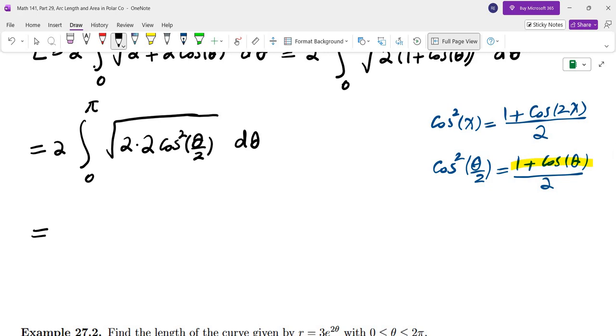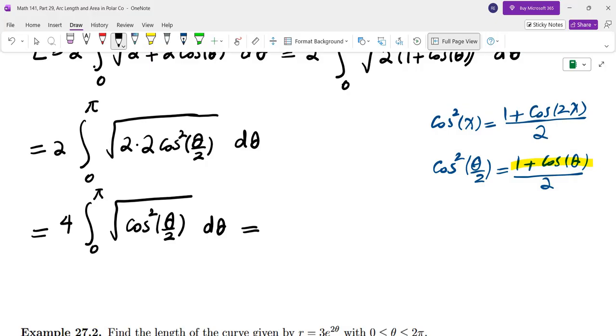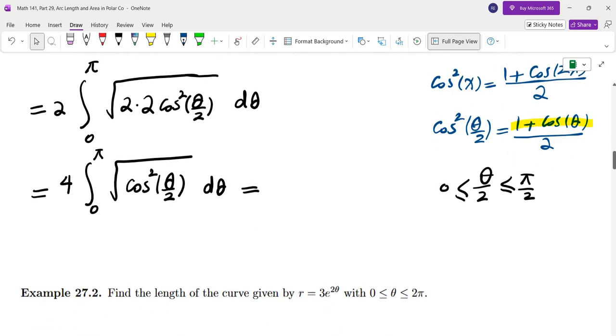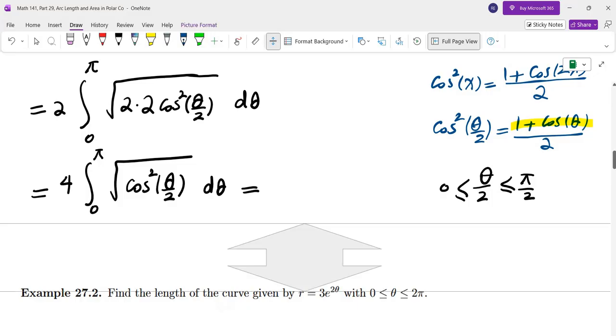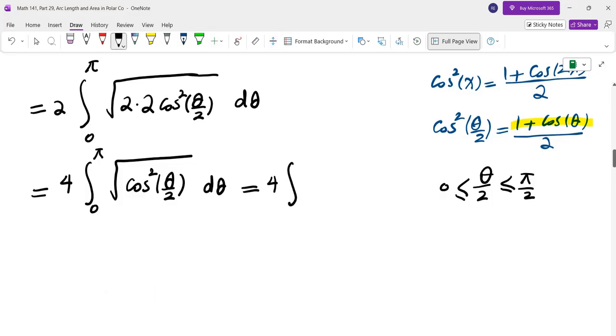Square root of that is 2. Multiplied by 2, we get 4. Integral from 0 to pi, square root of cosine squared of theta over 2 d theta. Now, theta over 2 is between 0 and pi over 2 because theta is between 0 and pi, which means cosine of that is in fact a positive number. So we can write this as 4 integral from 0 to pi cosine of theta over 2 d theta.